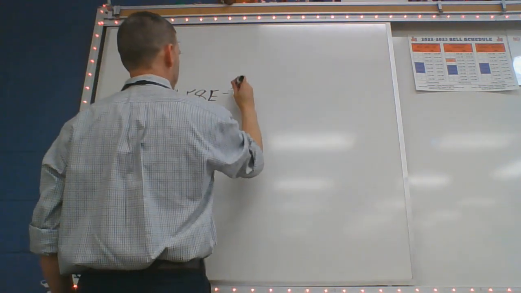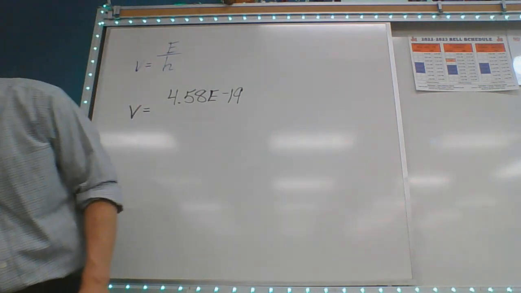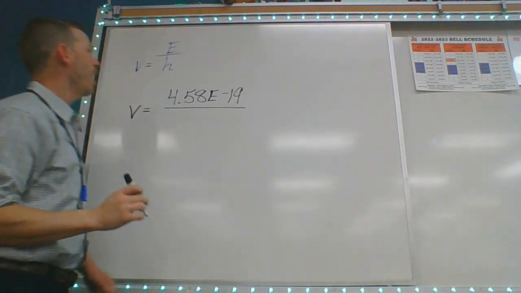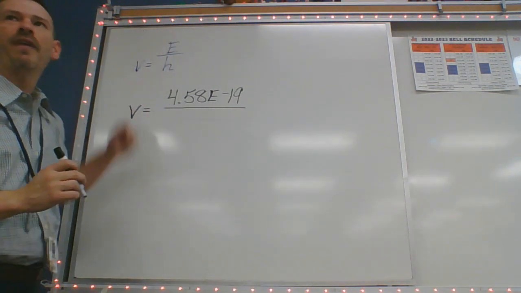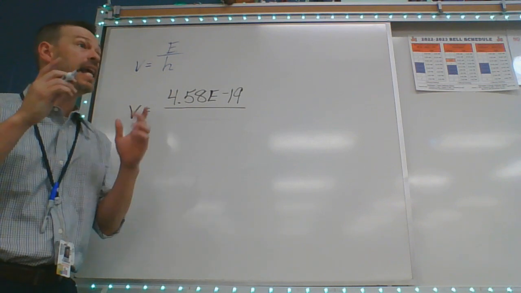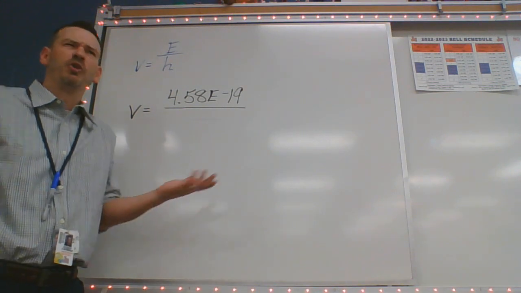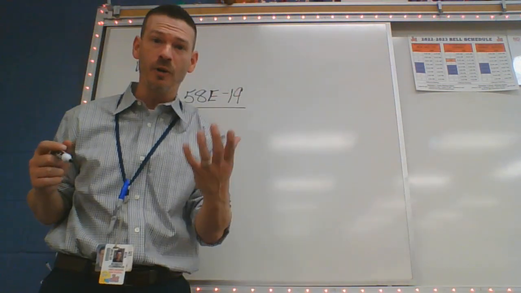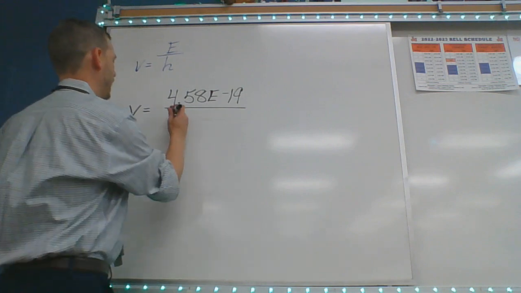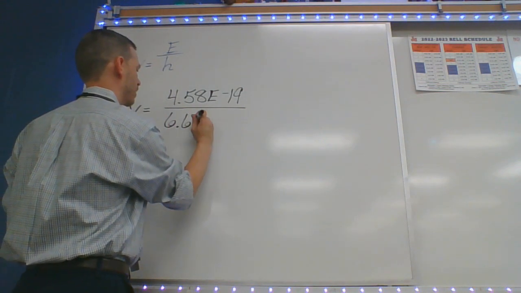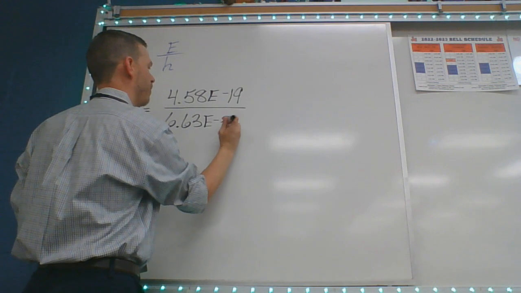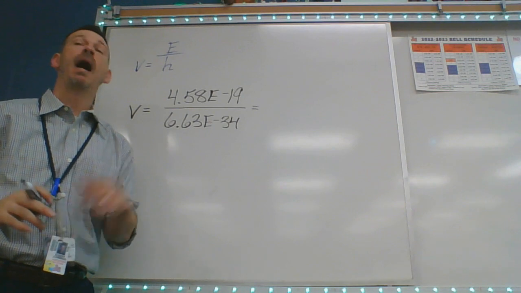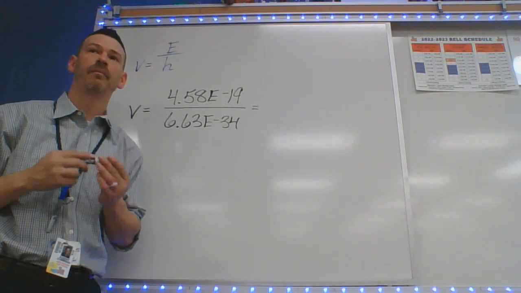E negative 19, that's the question in the problem. Over H. What the heck is H? It's Planck's constant. It's our magical number. But do we know what that number is? Yes, it's in yellow highlighter. It'll be on your formula chart. 6.63 E negative 34. And look, we are already ready to finish the problem. I'm going to draw a card for this answer, though, so get there.